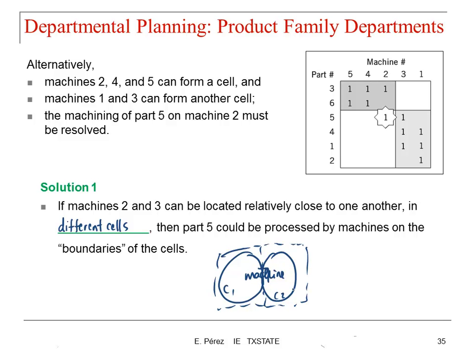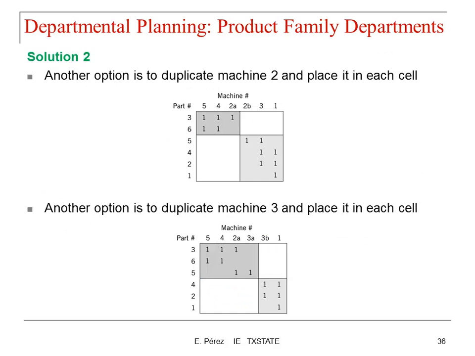Another solution, if you have enough money and space, is to duplicate machine two and place it in each cell. So you're going to have two of the same type of machine. We can see that using the matrix: instead of having 2 by itself, now we have 2A and 2B, the same type of machine, but one located in each cell. So if you duplicate, then you can form two types of cells, one like this and one like this.